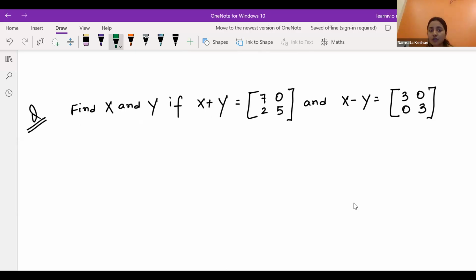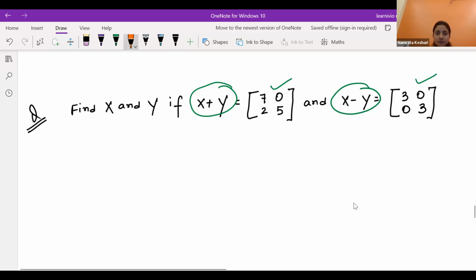This type of question you have done in the previous class, with sets of equations, I guess. Here what we can do, we can add these two matrices. After adding them, how will it be added? This side will be added with this side, and that side will be added with that side. Okay, so let's do it together.